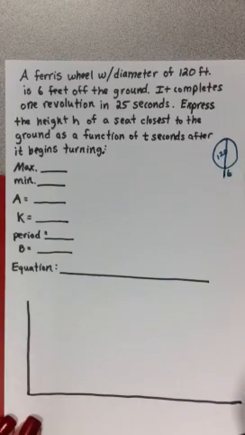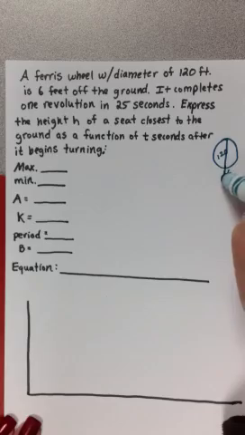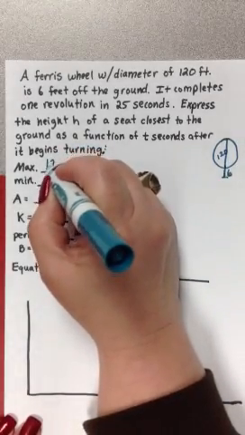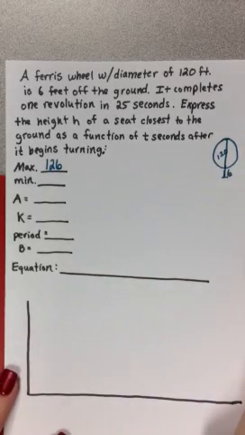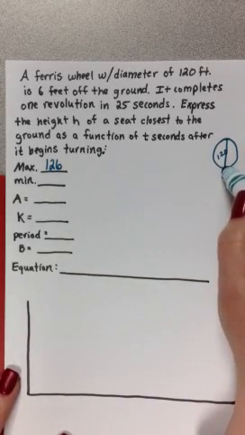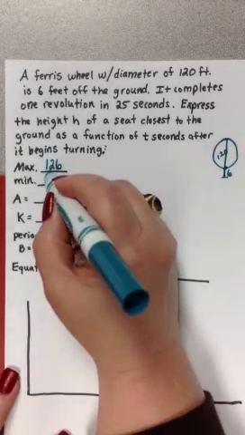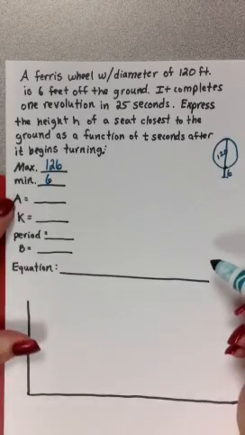Okay, so if the diameter is 120 and it sits 6 feet off the ground, then the maximum height you could be would be 126. On your test there's going to be blanks just like this, okay? The minimum height you would be if you got on the Ferris wheel, since it's 6 feet off the ground, would be 6 feet. Alright, the next thing they ask you to do is find A.